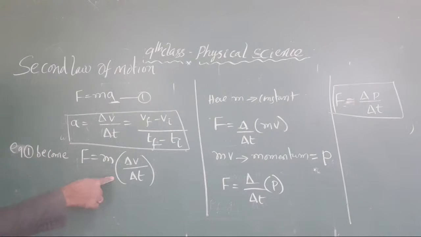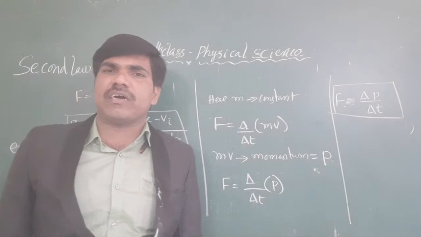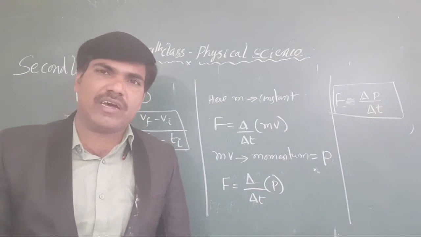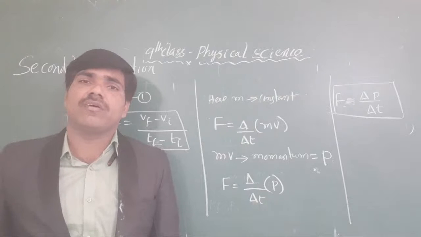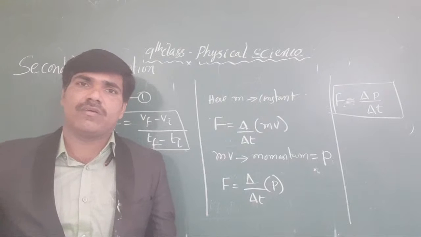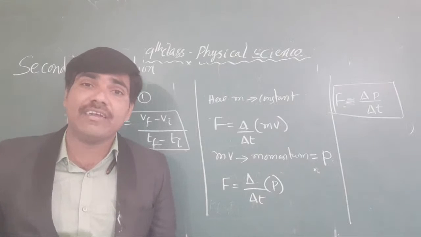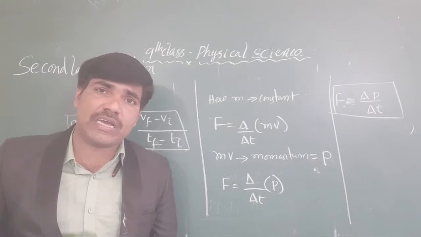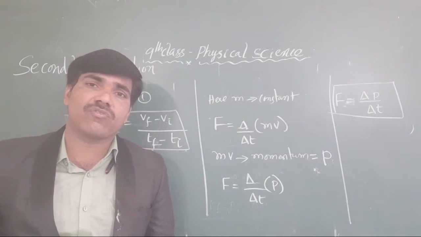Okay, now F is equal to M into del V by del T, and here M is a constant. Why have I written M is a constant? Already I have given this information. Mass is a universal constant. It does not change, it never changes. Then what changes? Weight changes. Weight changes with the gravitational force.